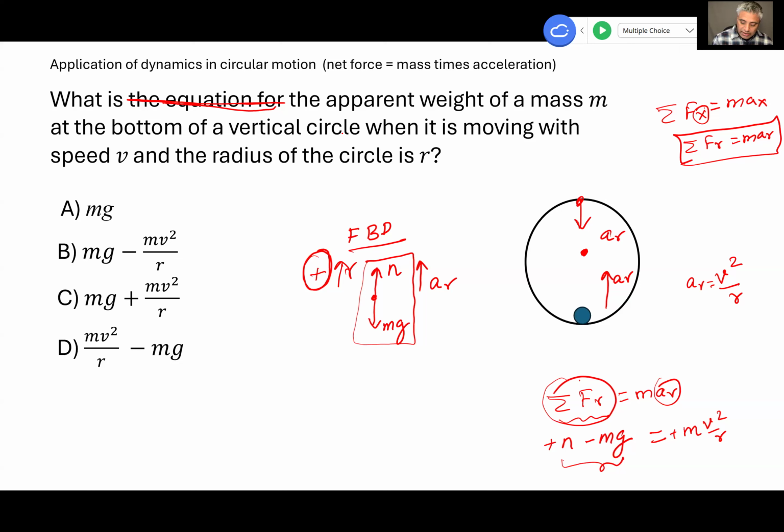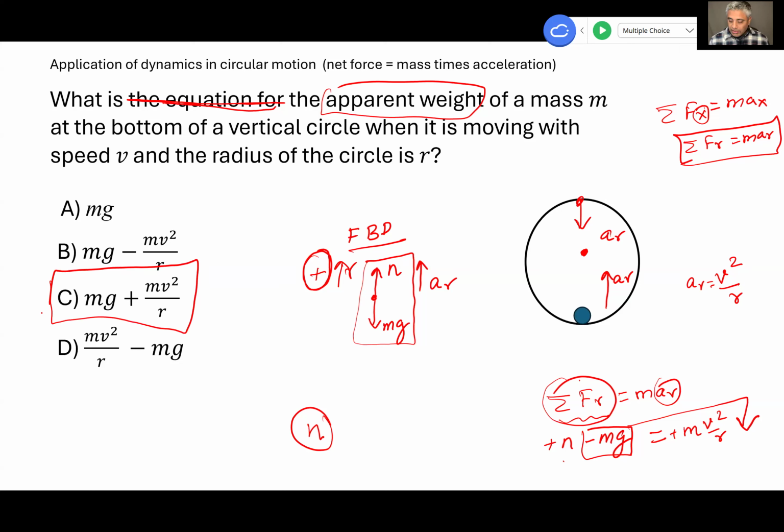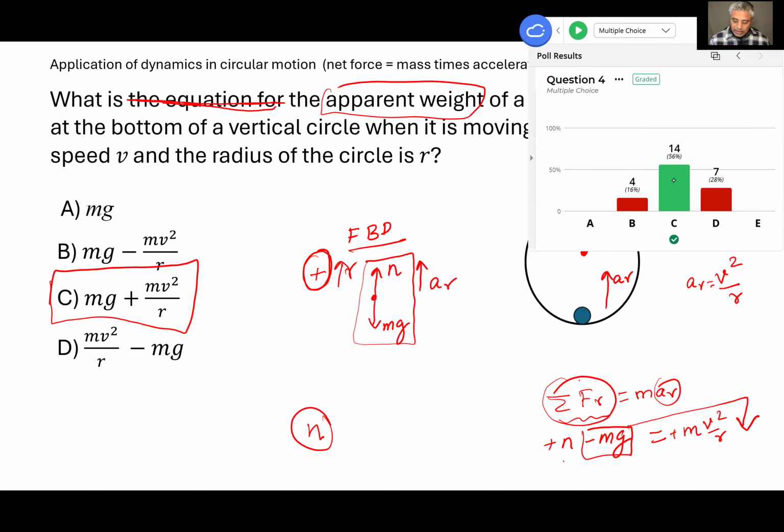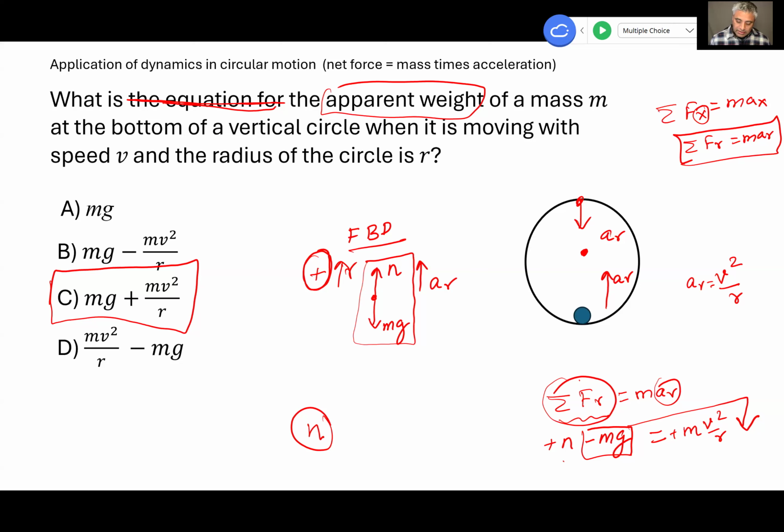So now the apparent weight is what is being asked. So that means we are solving for N. So that means we need to move this mg to this side. When we do that, both of these are going to be positive, which means it's going to be C. Okay. So that's why C is the correct answer. Okay. So basically, there is just a difference in positive versus negative while using the equation. Only that's the difference. Okay.